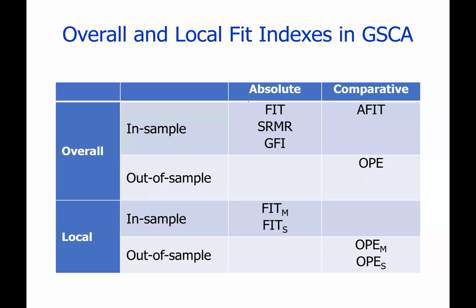Absolute simply means the index value has a meaning. Comparative means the index can be used only for comparing different models in terms of the in-sample explanation, like AFIT, or in terms of the out-of-sample prediction, like OPE. And also we have these local measures. Okay.